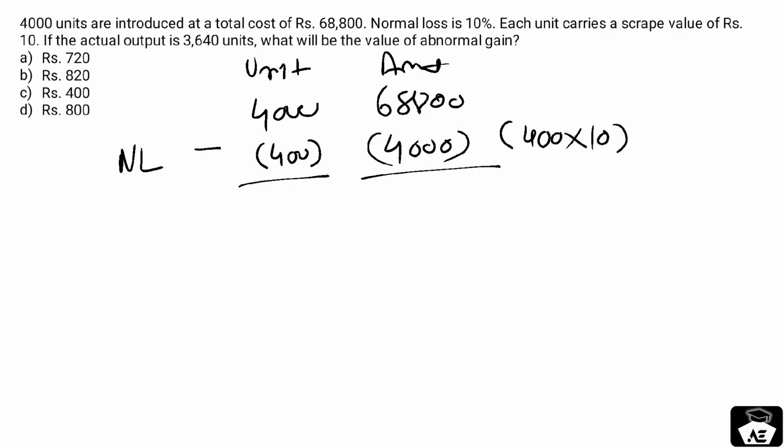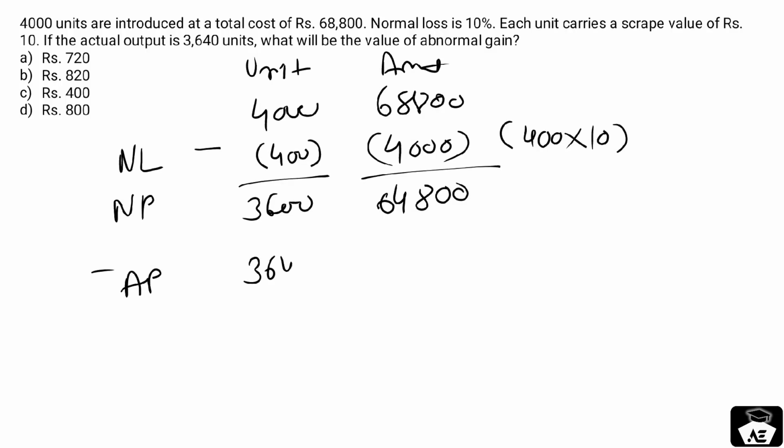So your unit of normal production will be 3,600 and your normal production cost will be 64,800. Now you have to deduct the actual production. So you will find your abnormal gain. So your actual production is 3640 units. So if you see again, normal production is lower than the actual production, or you can say actual production is higher than your expected production. कितना यूनिट ज़्यादा आपको मिल रहा है आपके एक्सपेक्टेशन से? That is 40 units. So this 40 units is your abnormal gain.